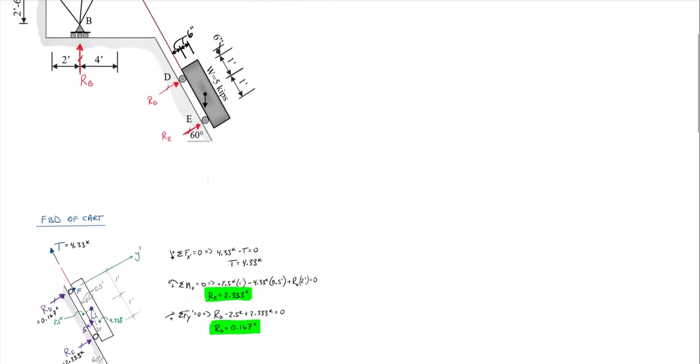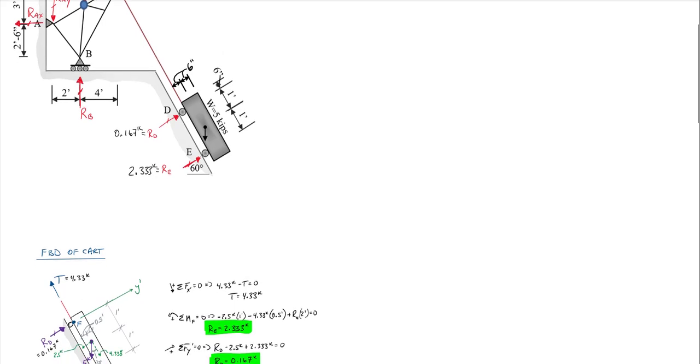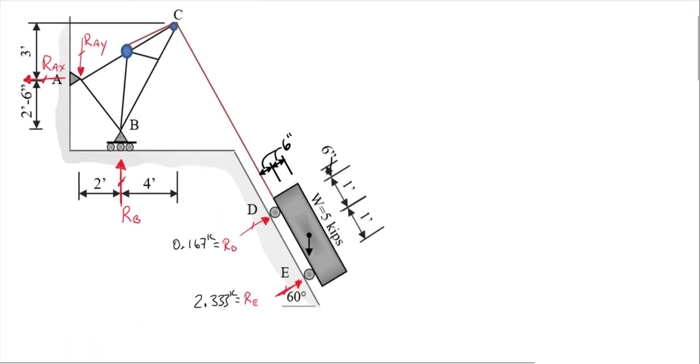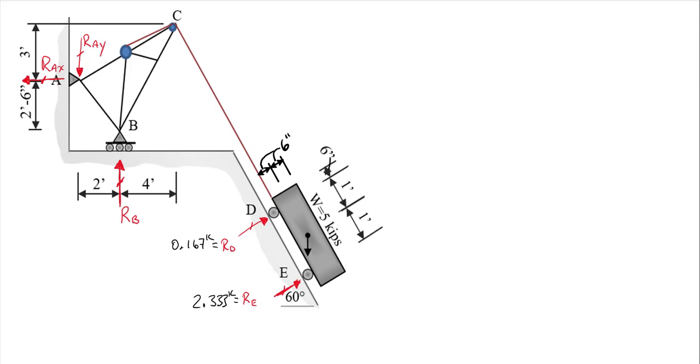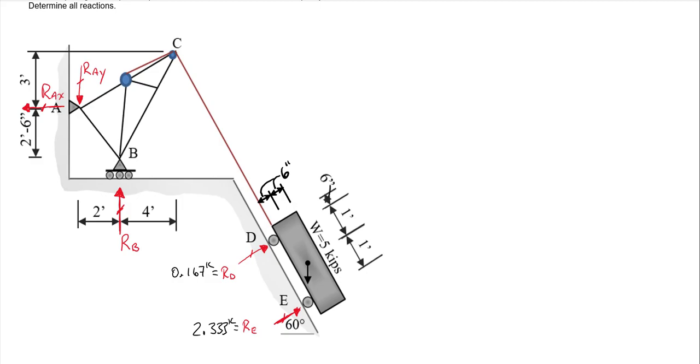So why don't we do that? We know now that R sub E is equal to 2.333 kips, and R sub D is equal to 0.167 kips. So now we should be in a lot better shape. We also know the tension in the cable, which is 4.333 kips. And since we know that, I might end up cutting just a free body of just the hoist later.